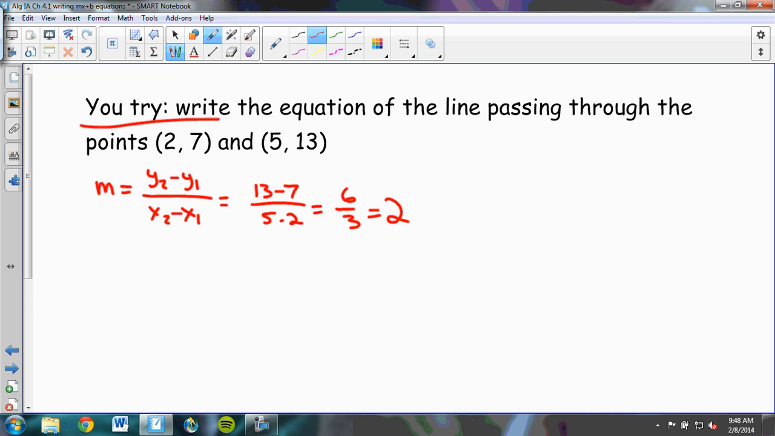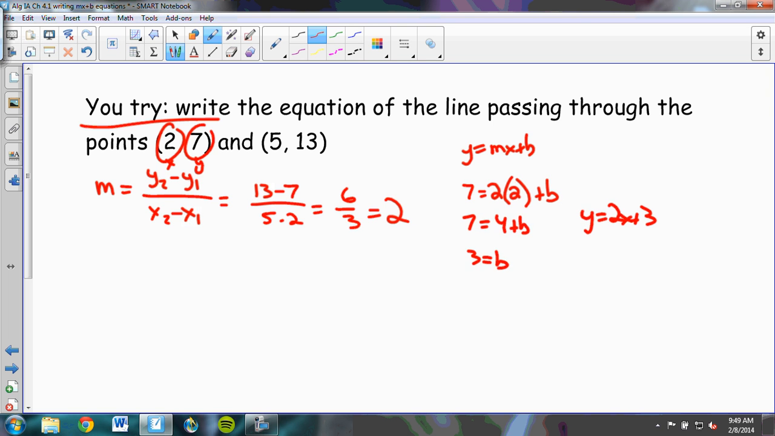So now I have y equals mx plus b, and I'm going to grab this point for x and y, just because they're smaller numbers. So I have 7 equals 2 for my slope, 2 for my x, and I'm solving for b. 7 equals 4 plus b, so 3 equals b. So it's y equals 2x plus 3.